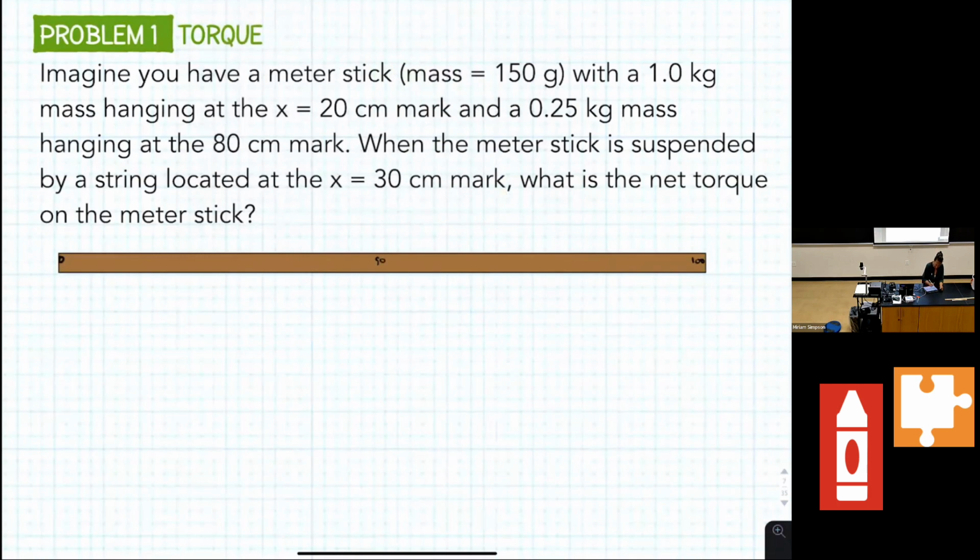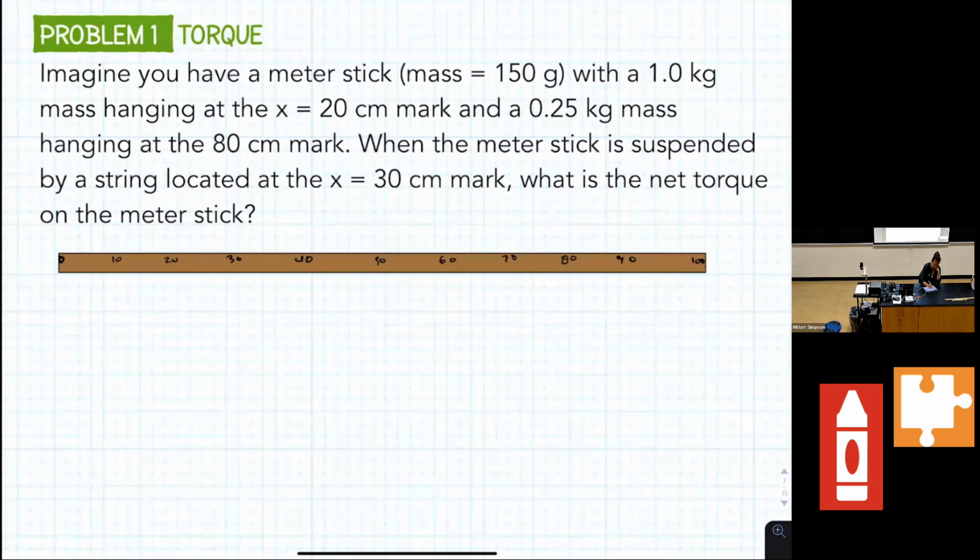10, 20, 30, 40, 50, 60, 70, 80, 90. Not perfect, but you get the general idea. So we have a meter stick. The meter stick has a mass of 150 grams. It has a 1 kilogram mass hanging at the 20 centimeter mark, and then a 0.25 kilogram mass hanging at the 80 centimeter mark. And then the meter stick is suspended by a string located at the 30 centimeter mark.